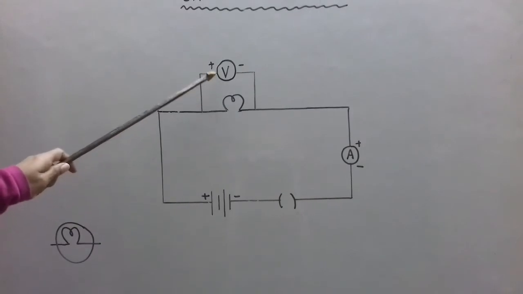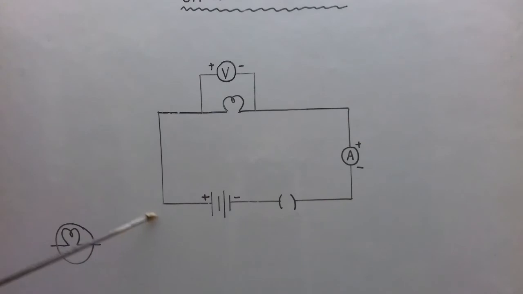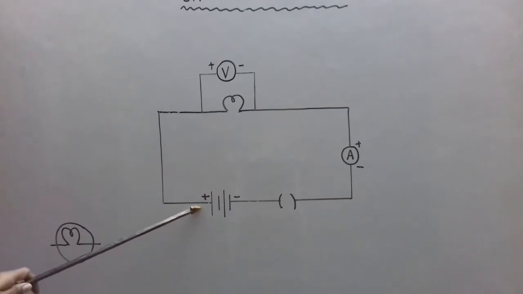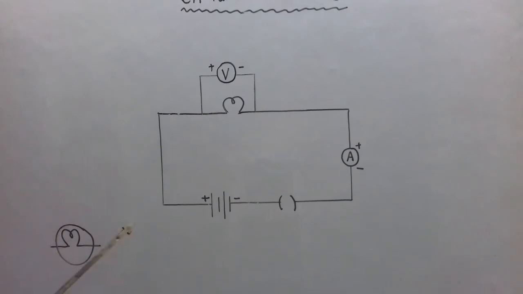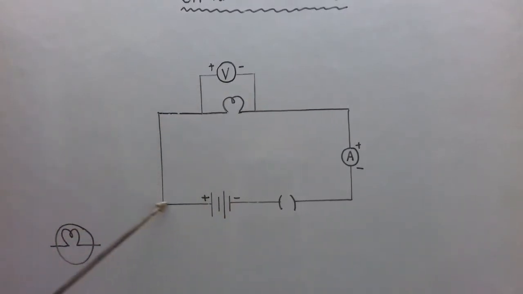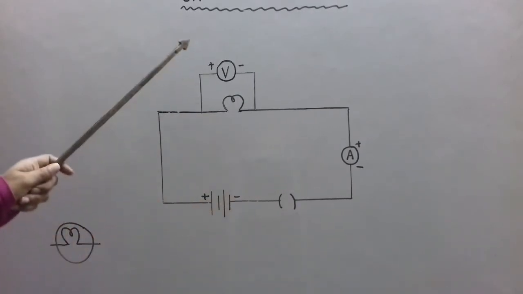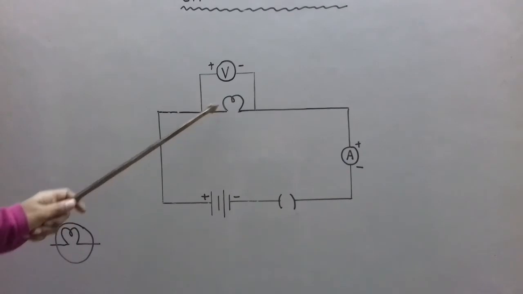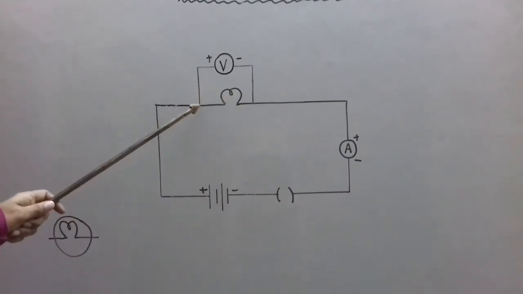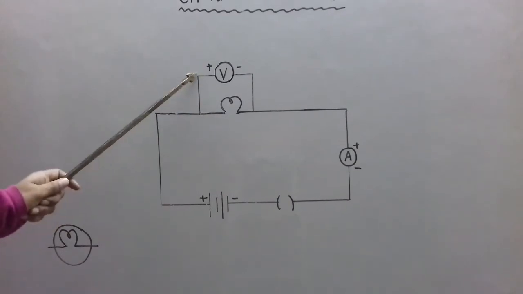Again, for the voltmeter, you have to take care that the positive sign of the voltmeter should be towards the positive side of the battery. So two things you have learned now: the ammeter should be connected in series, taking care of its positive sign, which should be towards the positive sign of the battery, or the same thing for the negative sign also you can say. The voltmeter is connected in parallel between the two points across which the potential difference is to be measured, and this is what is a parallel connection.